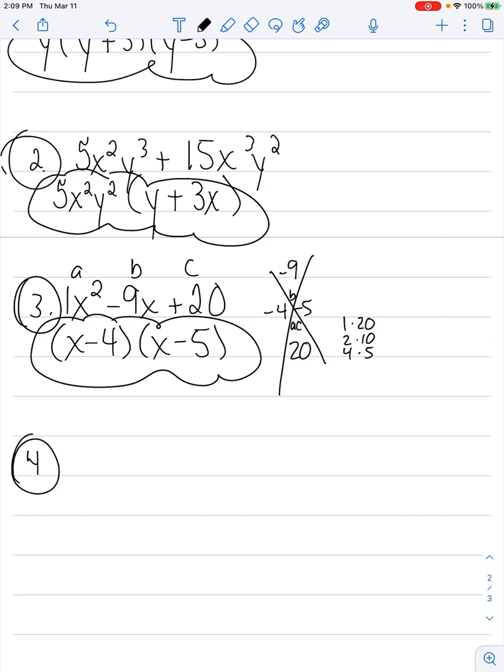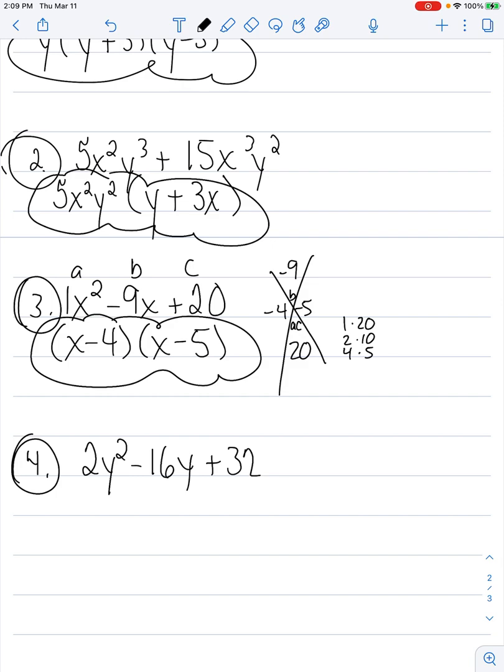Number 4, I'd like for you to factor 2y squared minus 16y plus 32. Pause the video, factor this trinomial. Now that you factored, let's see how you did.